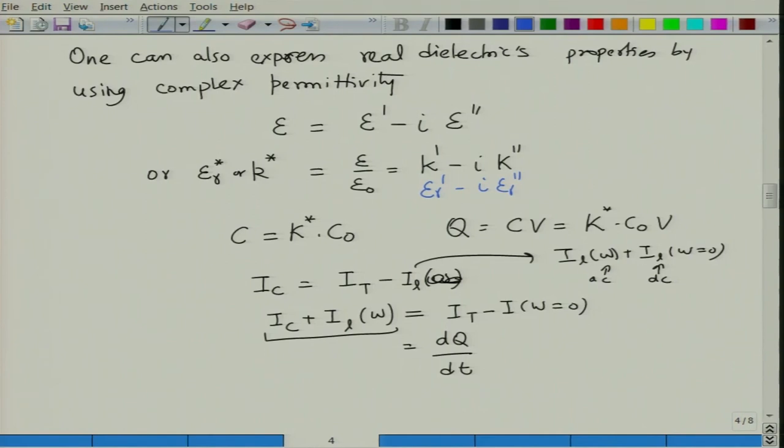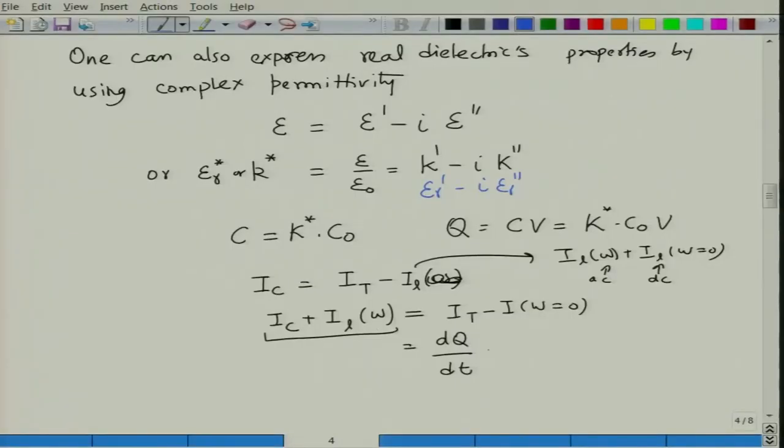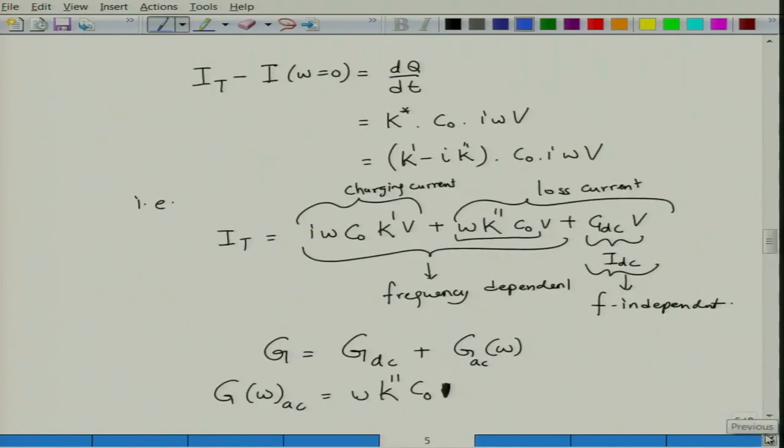So the time dependent variation of this charge is going to be the frequency dependent component of current, which is IC plus IL omega. This is equal to dQ by dt, and this is nothing but IT minus the DC component. So total current minus the DC component is basically the frequency variation or time dependent variation. And then we took IT minus I omega naught, dQ by dt.